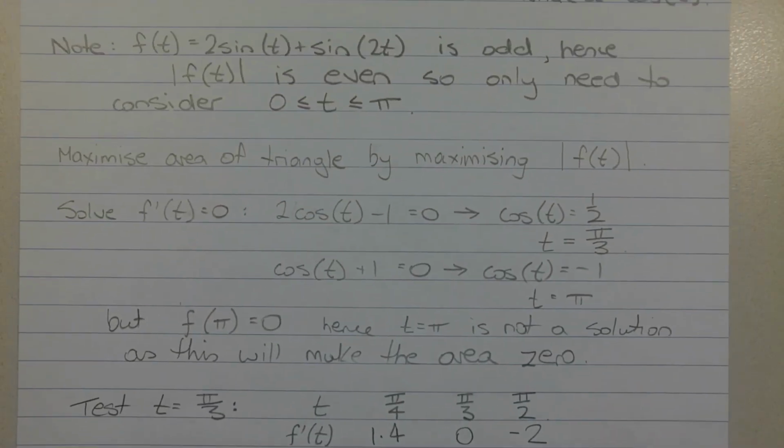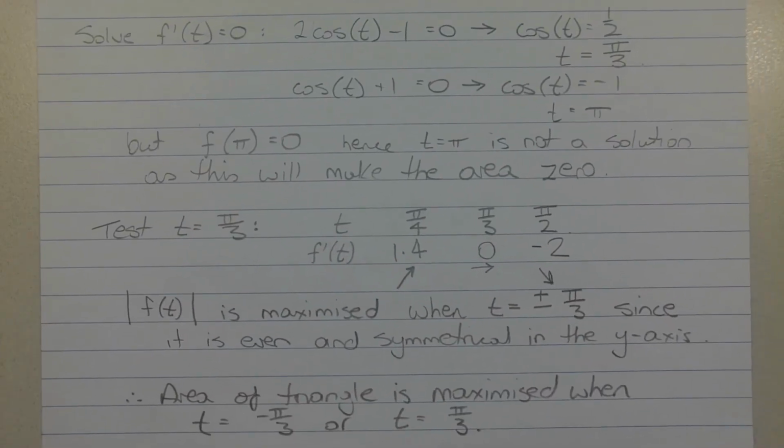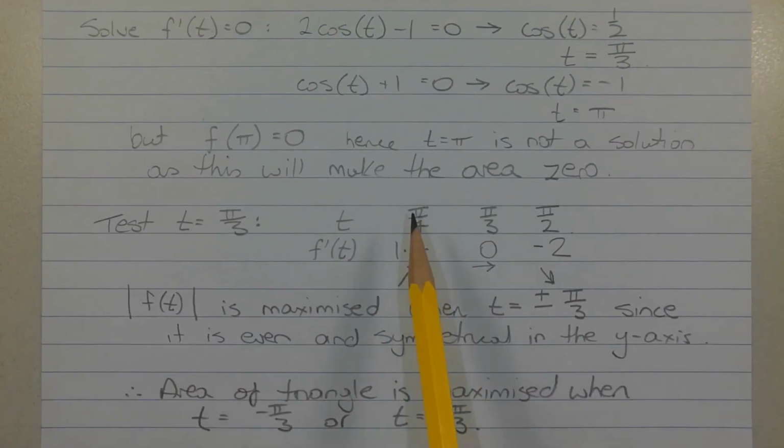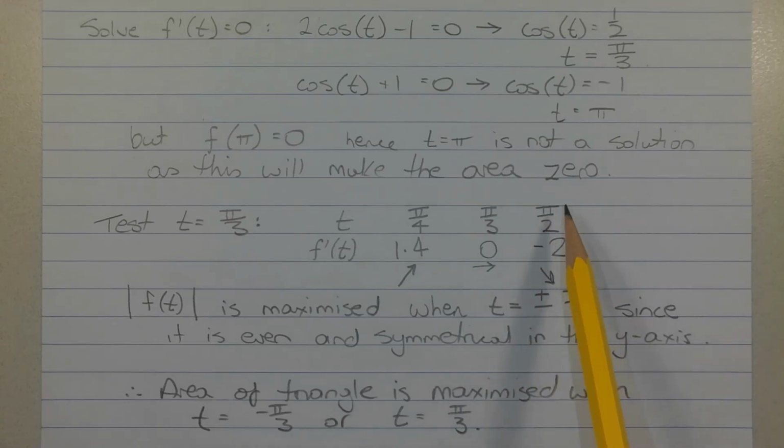So if we go back to our expression for f dash of t, so this expression here, if we substitute the values pi over 4 and pi over 2 into f dash of t, we get f dash of pi over 4 is approximately 1.4, which is a positive gradient. F dash of pi over 3 is 0, so that's a horizontal gradient there, so that's our stationary point. And f dash of pi over 2 is equal to negative 2, which is a negative gradient.